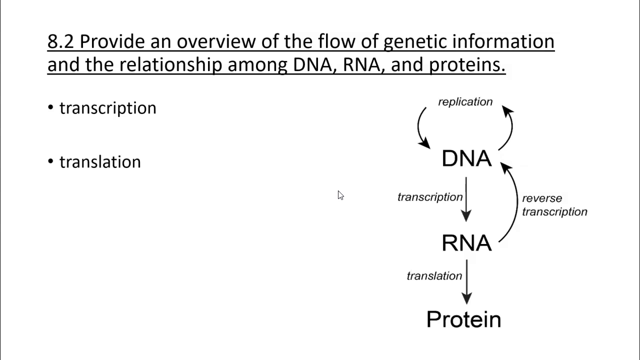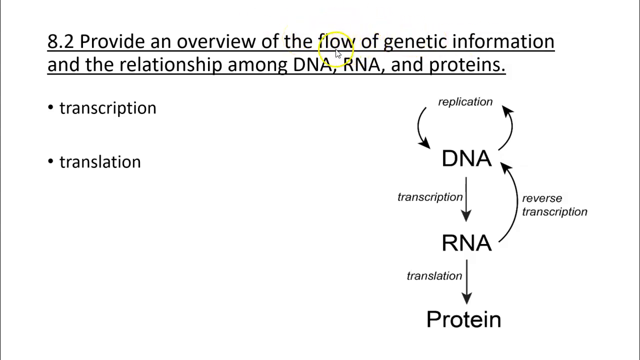The other overview of information I wanted to remind you of is just the concept of transcription and translation. So it says provide an overview of the flow of genetic information and the relationship among DNA, RNA, and proteins. Now this term right here, flow of genetic information, that's what I'm going to describe here: how DNA is used to make RNA, and RNA is used to make proteins. Some places you look, they will call this the central dogma, meaning it's a central idea in biology. Dogma is like an accepted fact, accepted idea.